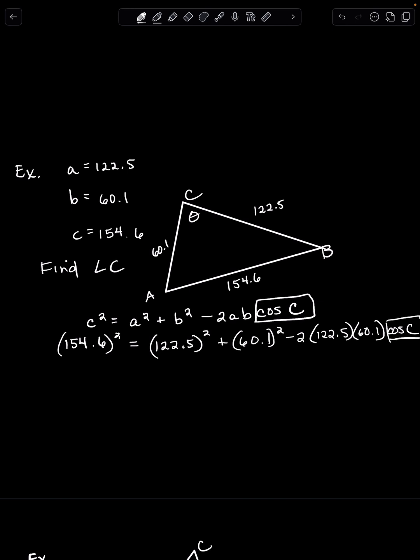I know these numbers are big and they're kind of a pain, but you have a calculator, so just rely on that for these numbers. So the first thing I'm going to do is subtract 122.5 squared and 60.1 squared. I'm going to take that to the other side. That's why I'm subtracting. So I've got 154.6 squared minus 122.5 squared minus 60.1 squared.